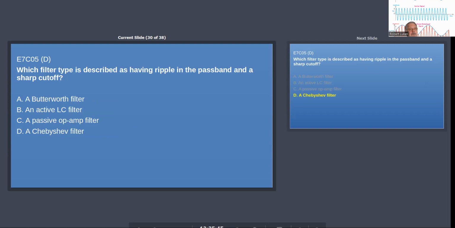So which filter is described as having ripple in the passband and a sharp cutoff? Chevy. The Chebyshev one. I don't know if it's Chebyshev or Chebyshev. Chevy Chase. The Russian one. Chevy.